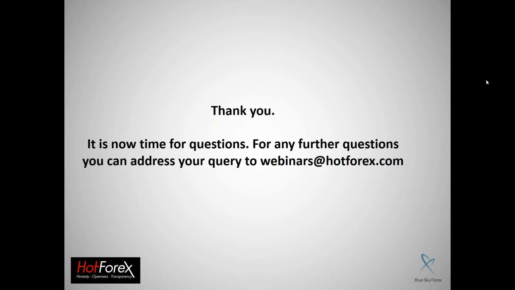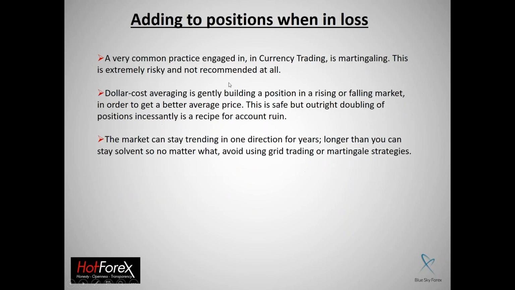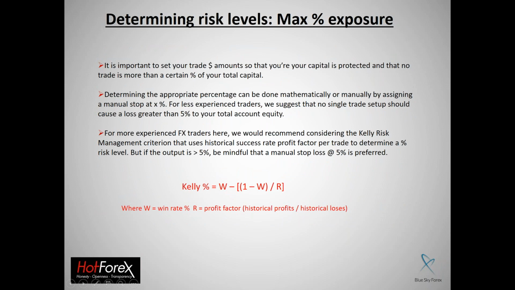Okay, so I see a question from John. Let me just get to the slide. Okay, John, here's the Kelly risk formula. Again, W stands for the win rate percentage, and R stands for the profit factor, which is the historical profits over the historical losses. So this formula here can help you determine the percentage of your capital that you can risk when you're taking a trade. For those of you that are not experienced traders or you do not have an audit record, please know that you should stick to the 5% upper limit for every trade. I hope this helps.